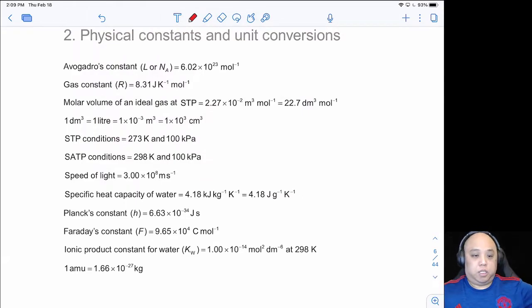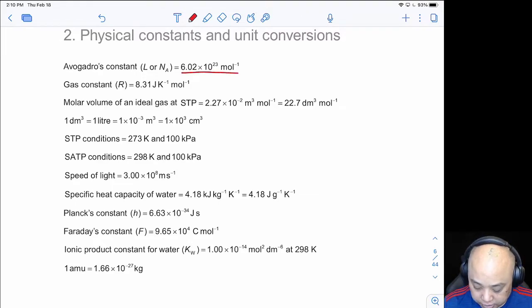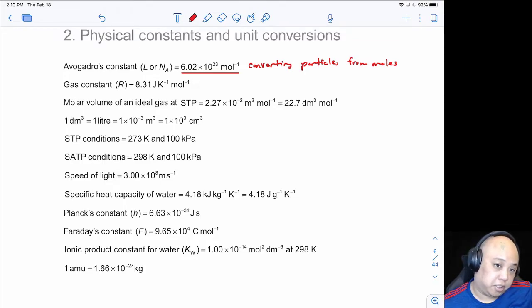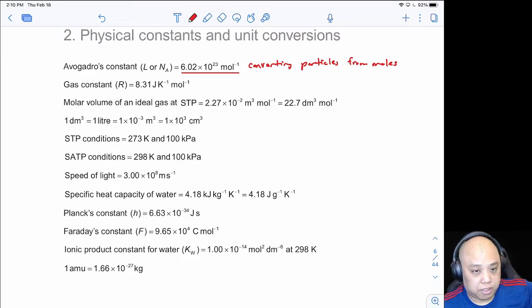Okay. So this is the table of values that the IB deems important enough to give you the values to prevent you from making mistakes and mixing them up. Avogadro's constant is for converting particles from moles. If you have a mole of a substance, you have to figure out how many particles there are, and then you may have to figure out how many atoms are in that molecule as well. So you're going to use 6.02 times 10 to the 23rd particles equals 1 mole, or units, whatever way you want to think about it.